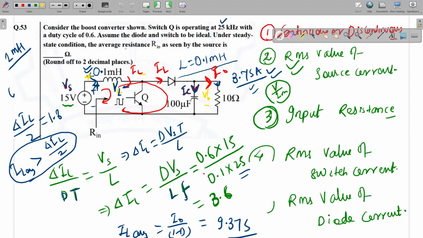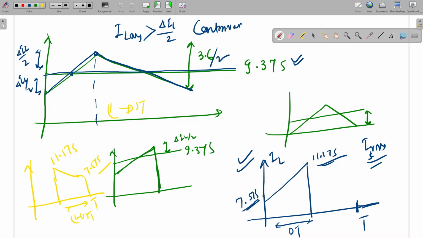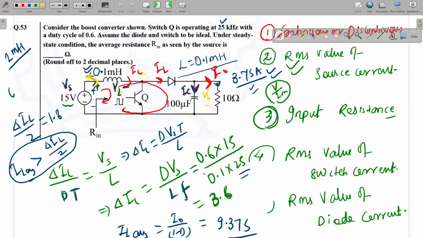In the GATE question, they have given 1 millihenry. In case of 1 millihenry, the source RMS current was constant because the ripple was very small. If the ripple is very small, we can assume it as a constant, as if the ripple will not be there. So they have assumed it as a constant. They took only the source average current, and this is the duty ratio. You can check the final answer for that question, and you can calculate for 0.1 millihenry also and see the difference.